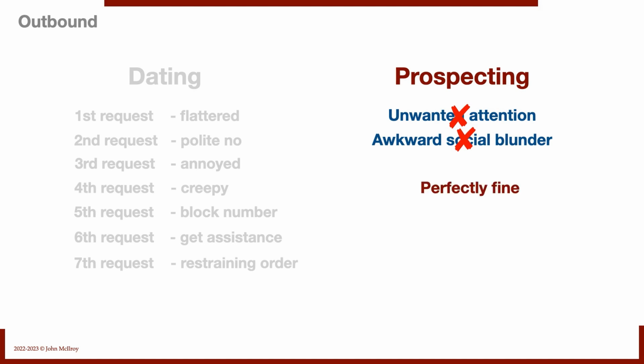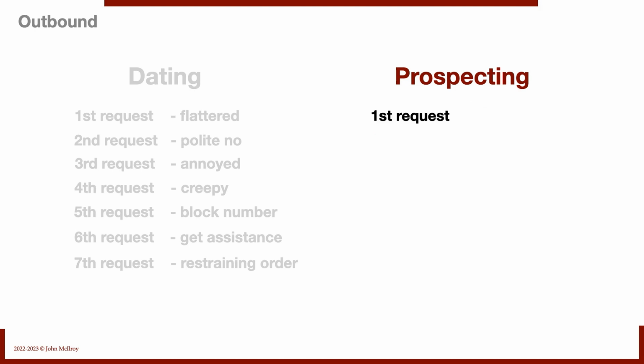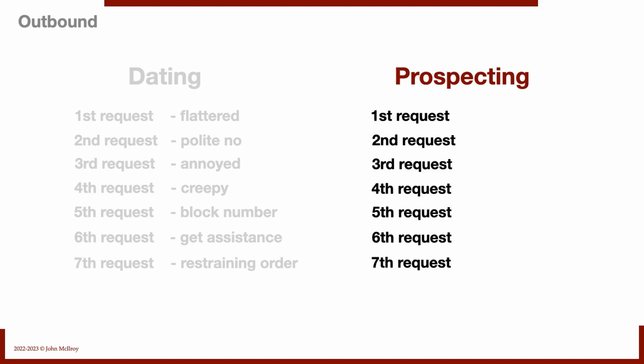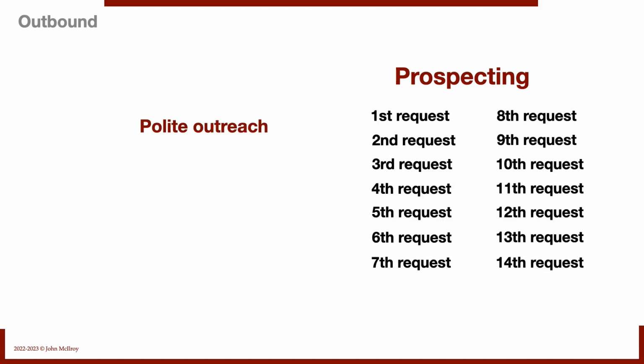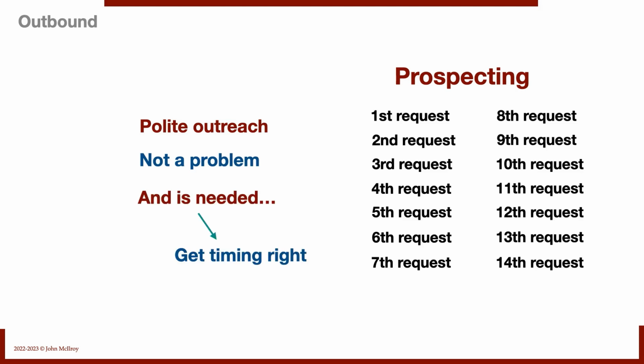It's perfectly fine to send people non-personal business messages on a regular and frequent basis. If they tell us to stop, we do, but if they don't, we keep going. It's not an issue at all. So when you're prospecting, send a request. If you don't get an answer, keep going. Second, third, fourth, seventh request. 14th request. Polite outreach is not a problem. And in fact, it's needed if we want to try and get timing right to handle the luck issue.